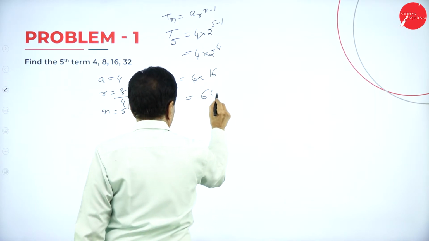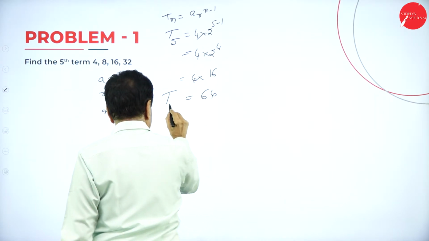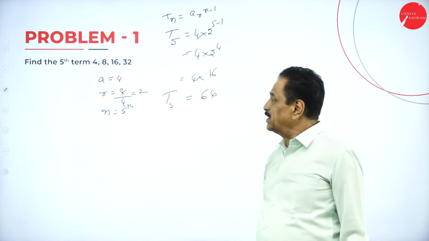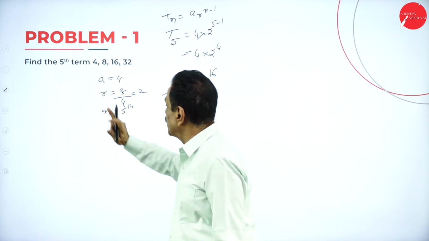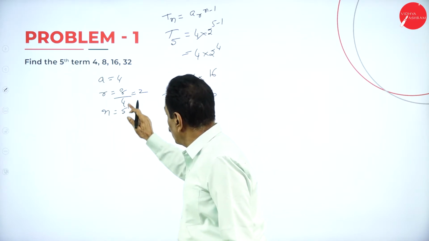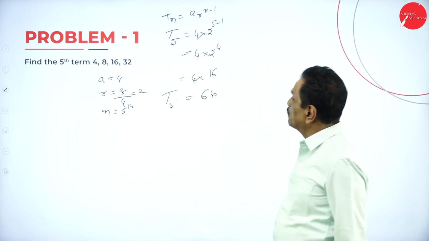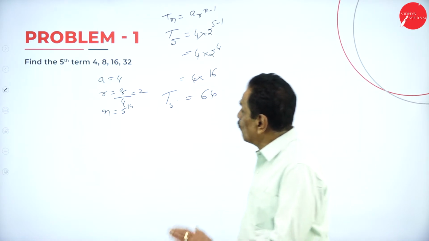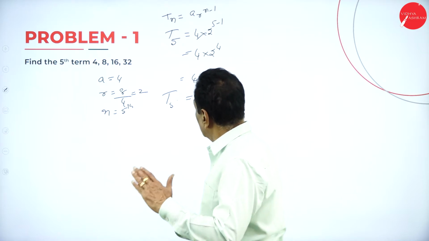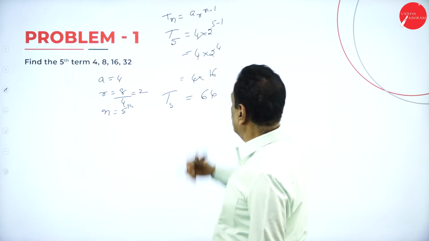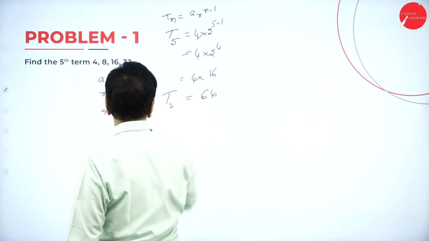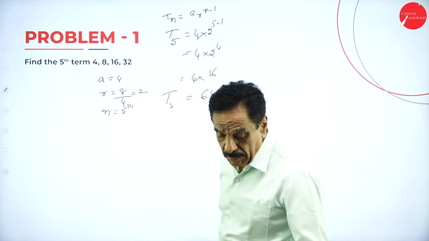This is 64. T5 is equal to 64. Very, very simple. No complication. A is 4, R is 2, N is 5. So the fifth term is 64. The series goes 4, 8, 16, 32, 64. 32 doubled is 64.